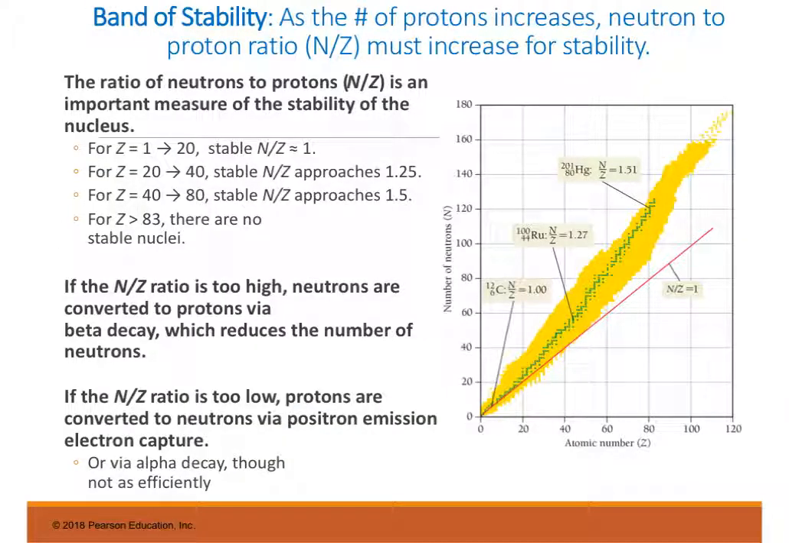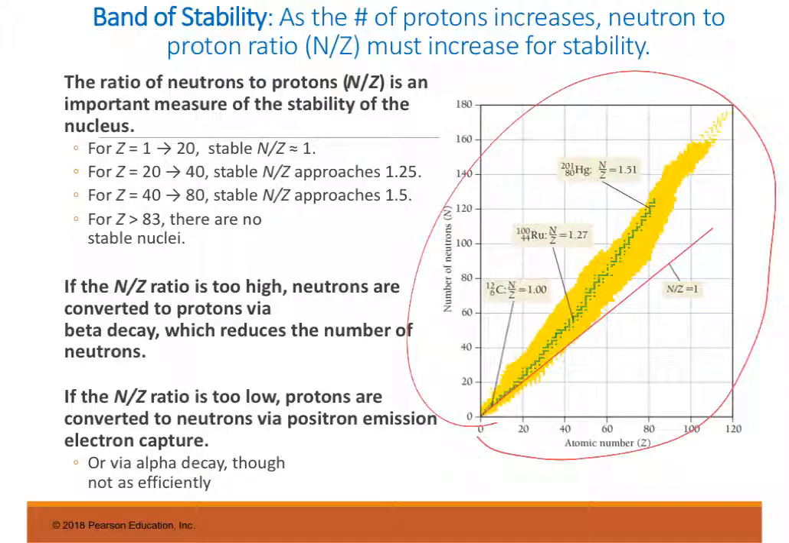Now, the neutrons help dilute the repulsion of the protons. And the more protons you get, you proportionally need more neutrons to spread out or dilute that repulsion. So there's something we call the band of stability, represented by this graph. Basically, it looks at the number of neutrons versus the number of protons. So obviously, the slope is the ratio of protons to neutrons.